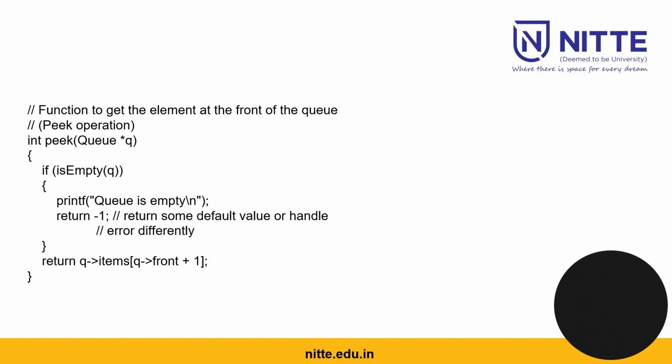So for that I will write the function int peek(Queue *q). Again I have to check whether q is empty. If q is empty, then it will print "Queue is empty" and return -1. Otherwise, it will return the front element, that is q->items[q->front + 1]. So whatever value is at the front will be returned. This is what the peek function is used for.